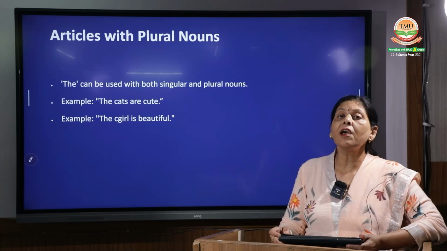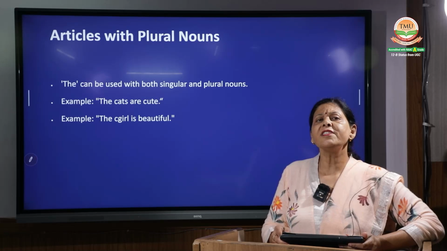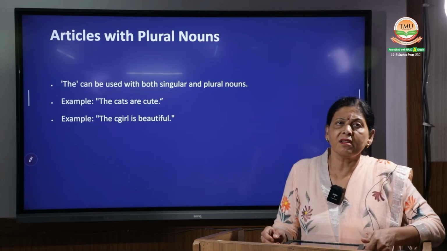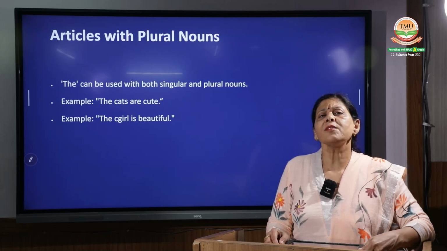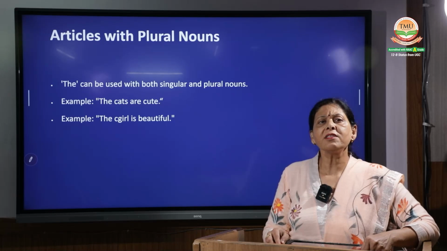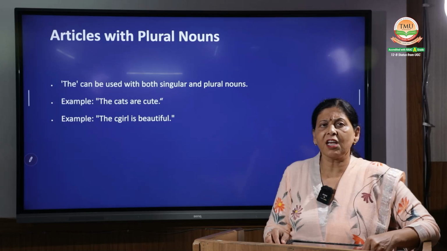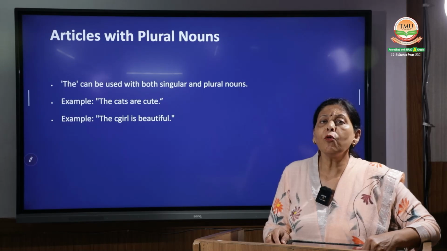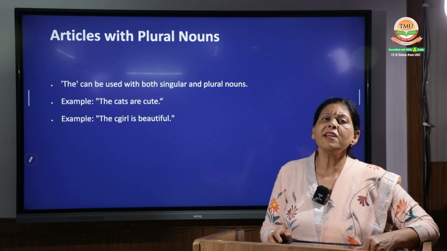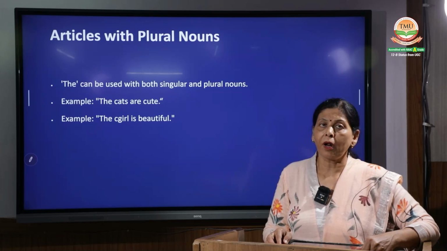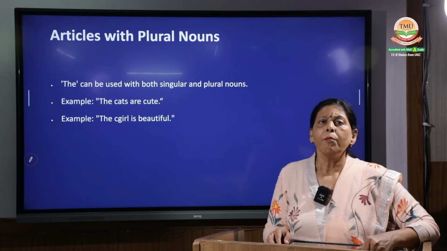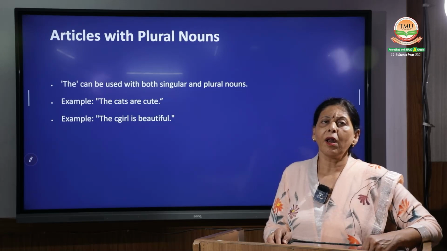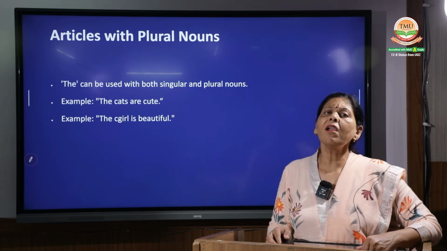Then articles with singular nouns. What are the articles with singular nouns? So before discussing this rule, let's first discuss singular and plural. Singular is the one which reflects one thing. Singular is one, the one number, and plural is many. Boy is singular, boys are plural. Bird is singular, birds are plural. Cup is singular, cups are plural. Pen is singular, pens are plural.